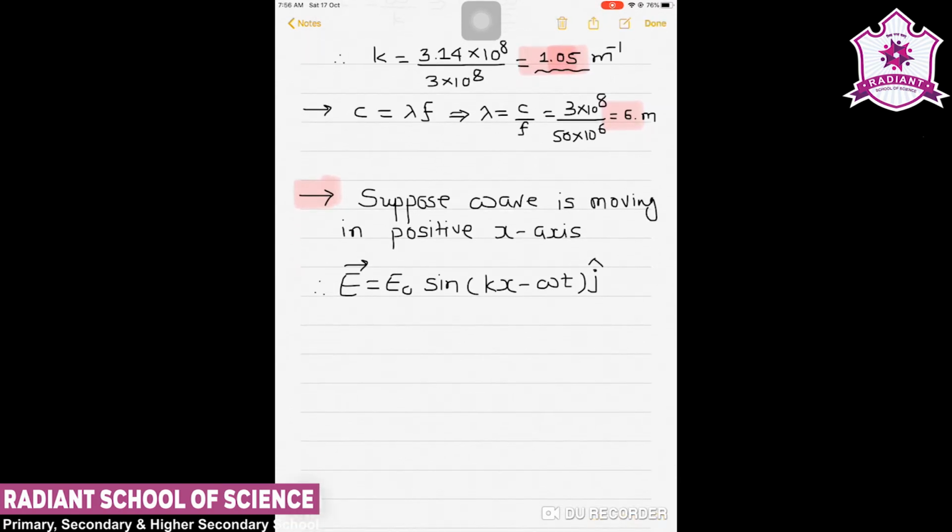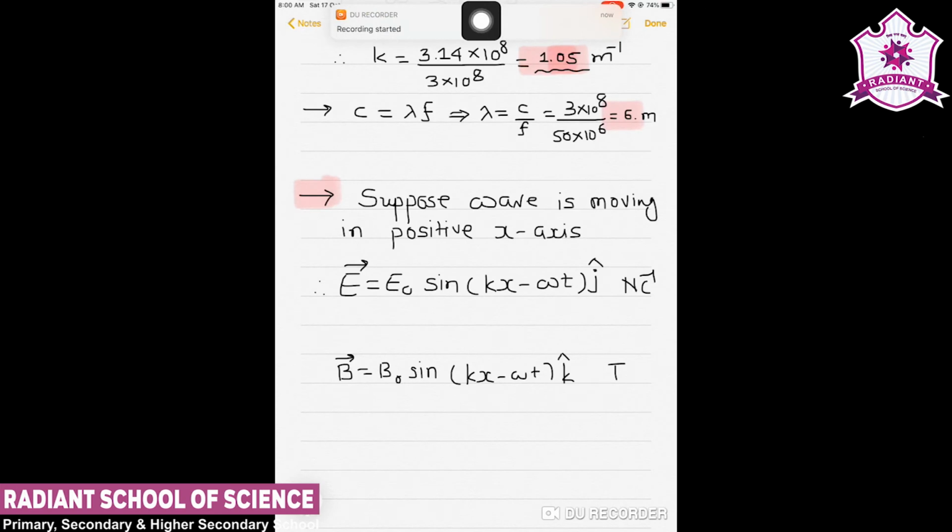if we write for the B, then we can say that B equals B0 sin(kx minus omega t), but it would be on the z-axis. Here the unit will be Newton per Coulomb. Here the unit will be Tesla. All the above values obtained, we can put E0, B0, k, omega in these equations, and we can get the proper representation.